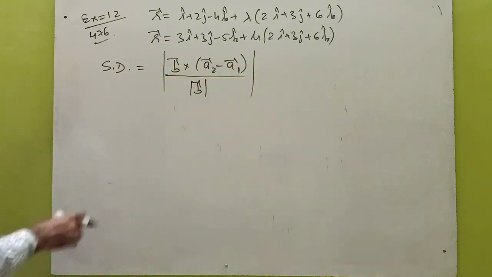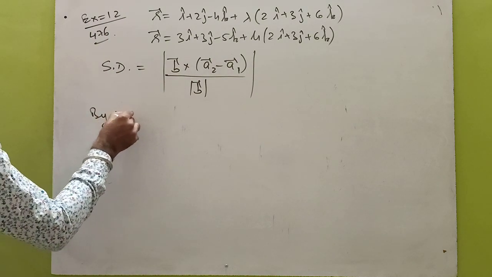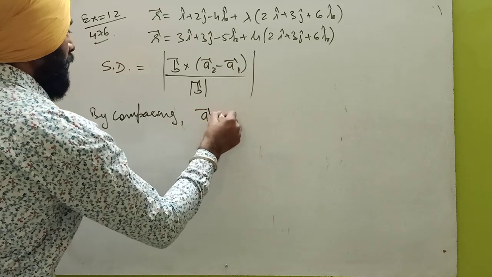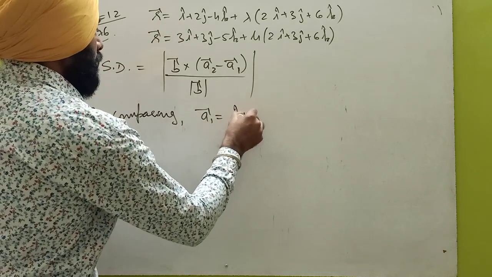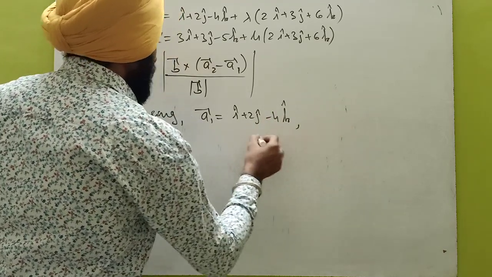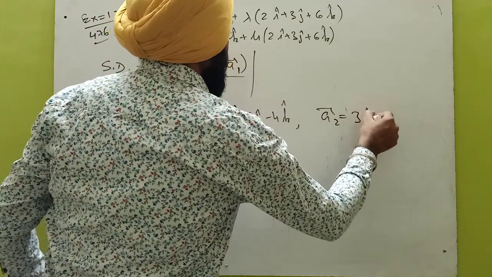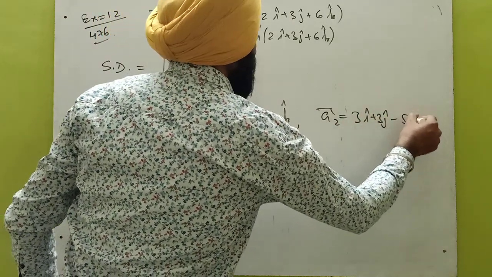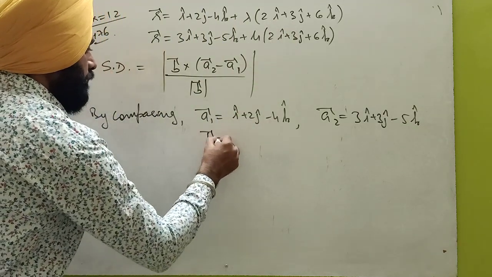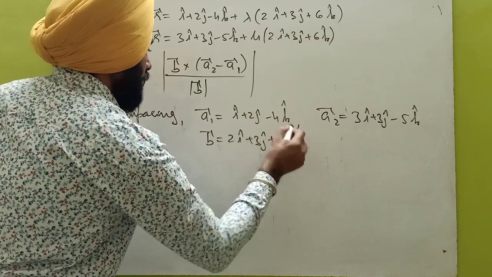So for this, first of all compare these two lines. After comparing, the value of A1 vector is i + 2j - 4k, and A2 vector from the second line is 3i + 3j - 5k. And this is the vector B for both the lines, and vector B is 2i + 3j + 6k.